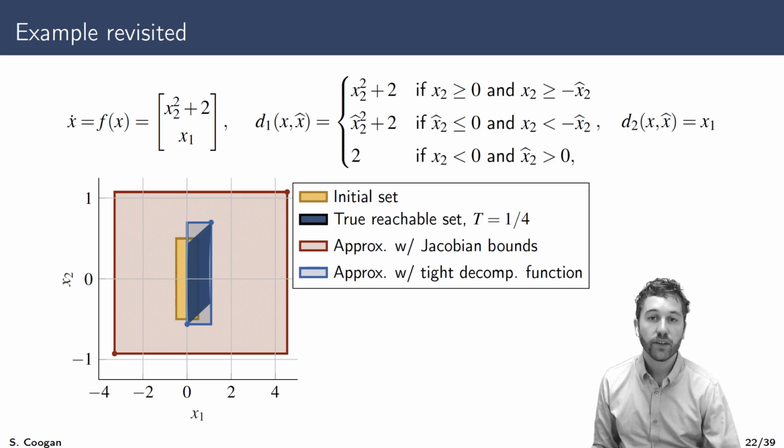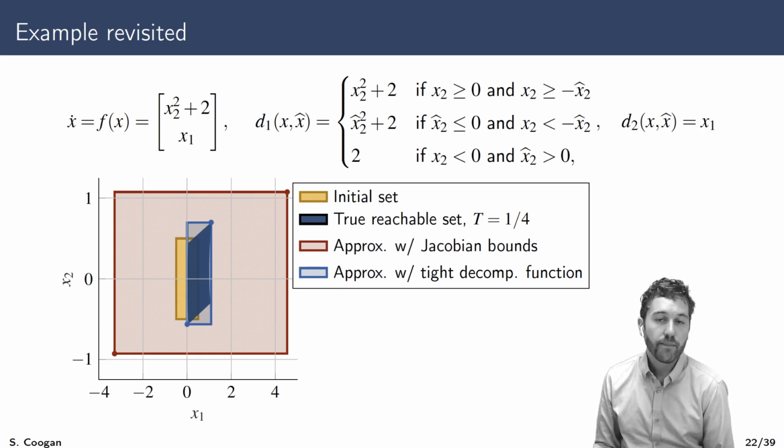For this example, the entries of the Jacobian matrix are actually not bounded, and therefore the traditional sign stability method of obtaining a decomposition function does not apply, at least not across the entire domain for the system.